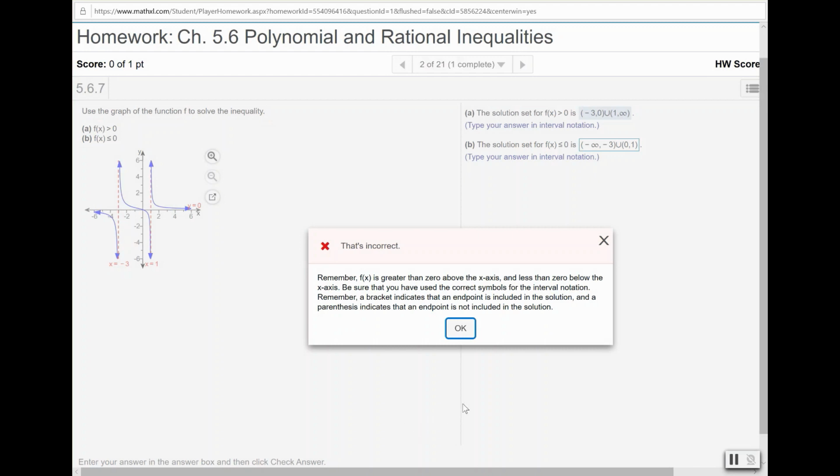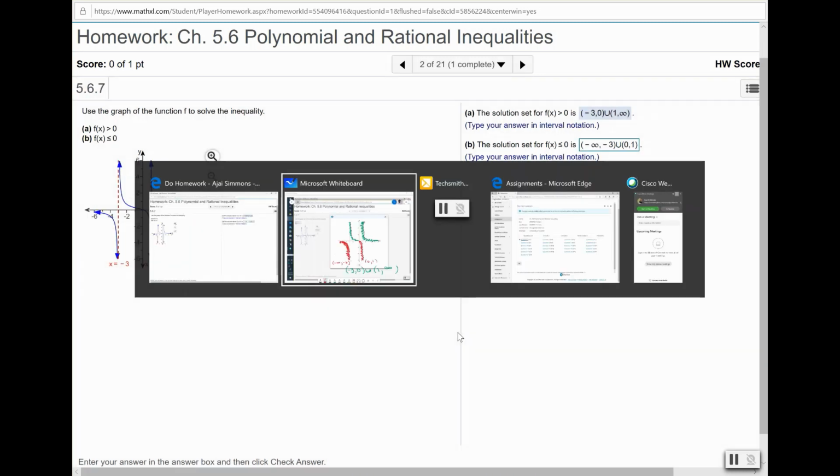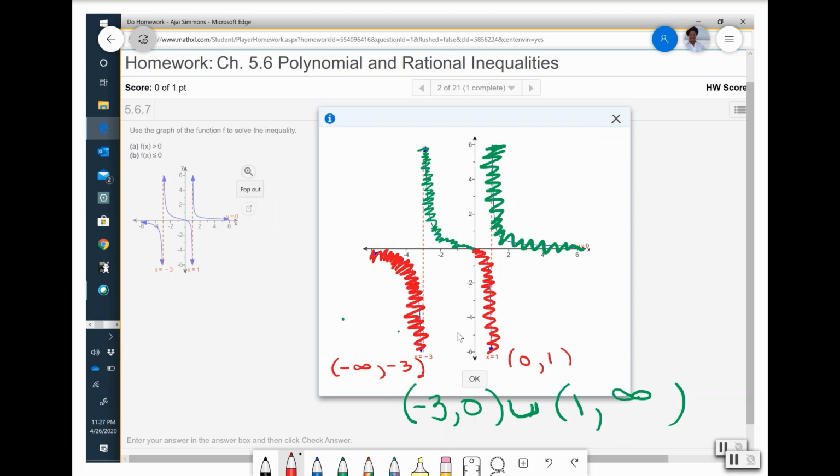No! Oh, why did I get that symbol? I got this message because if I go back, let me show you. I made an error. Go back. So look at this. So it goes from negative infinity to negative 3.